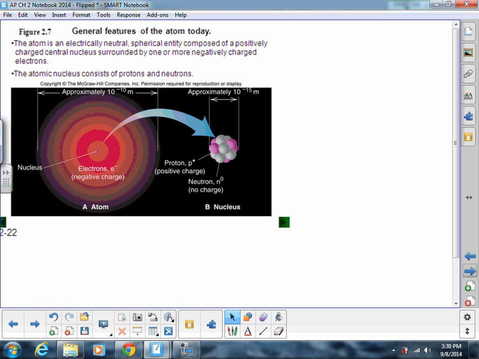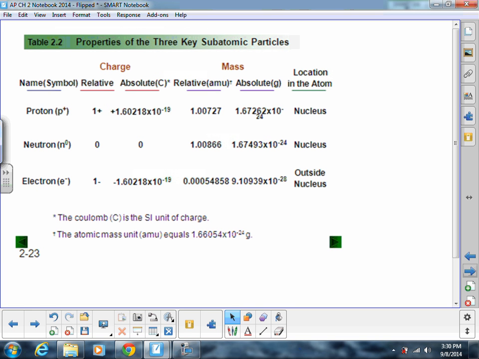Again, this red cloud here represents the size of the atom, and the electrons would be somewhere within that red cloud, but then we have this really dense nucleus where there are protons and neutrons. Here are the names of our subatomic particles, their relative charges, +1, 0, and -1. We have their absolute charge in coulombs. That's what that big C is. It's not degrees Celsius, it's big C for coulombs. Their relative mass, their absolute mass given in grams, and then their locations within the atom.